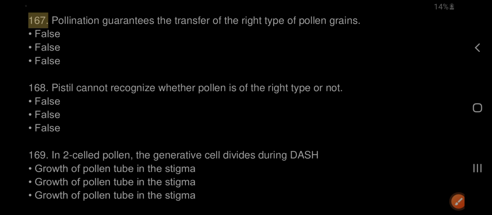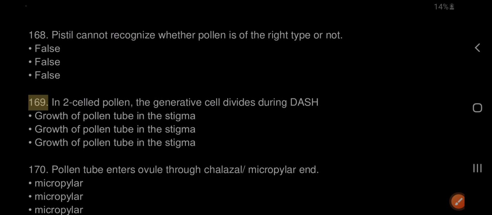167. Pollination guarantees the transfer of the right type of pollen grains. False. 168. Pistil cannot recognize whether pollen is of the right type or not. False.